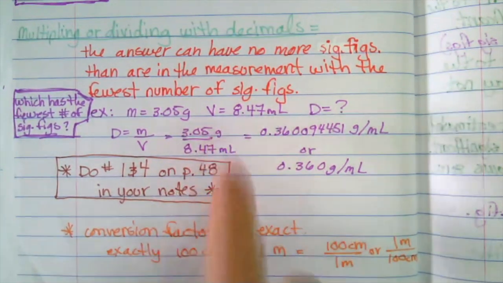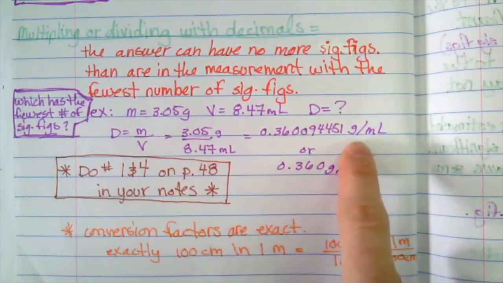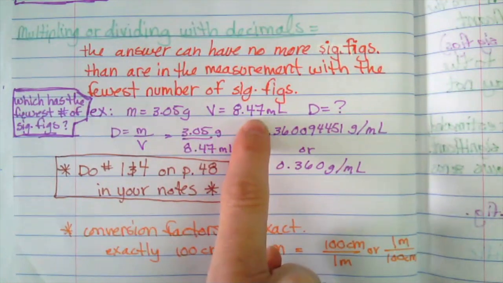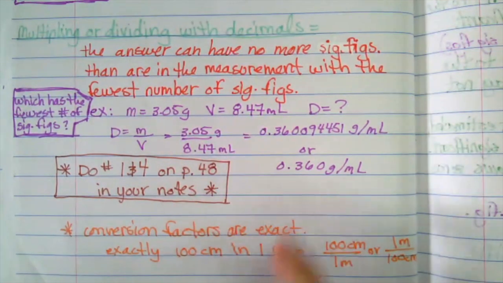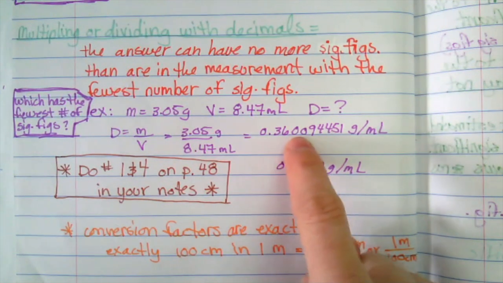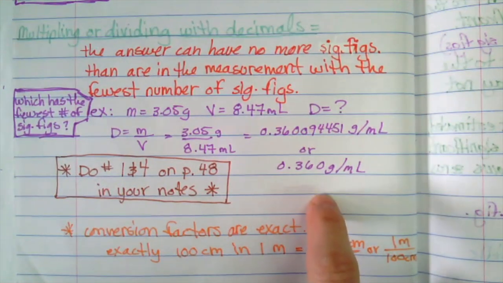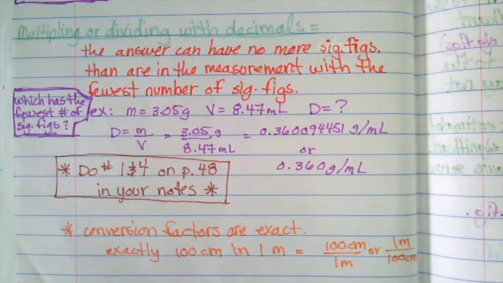So I divide these 2, and I get this long number, but there are 3 sig figs in each. So my answer has to be 3. So 0.360. The 0 will not make this round up. So it stays, okay? Do number 1 and 4 from page 48 in your notes, just to practice, and we'll go over it in class.